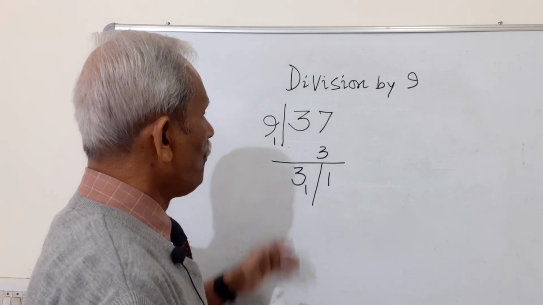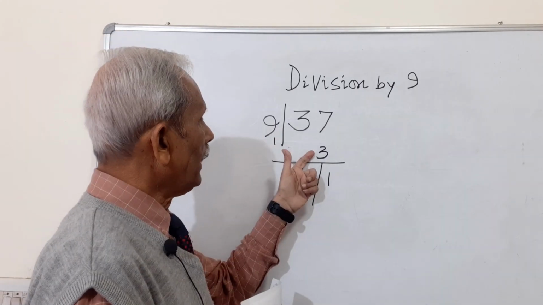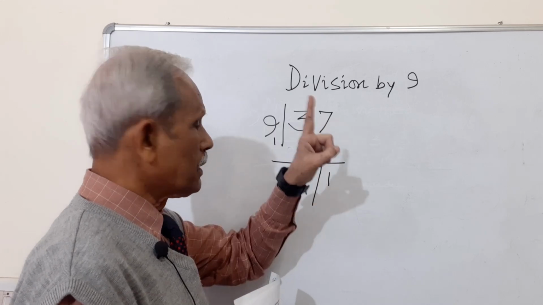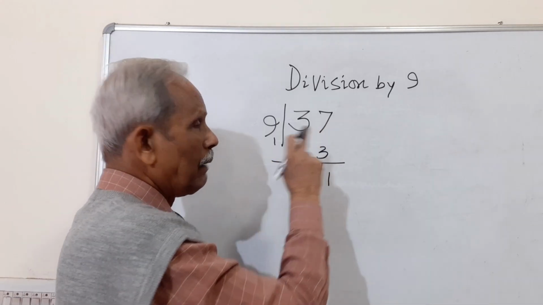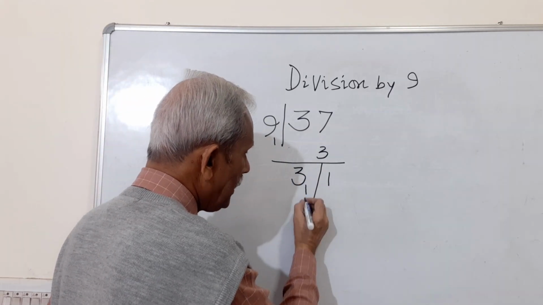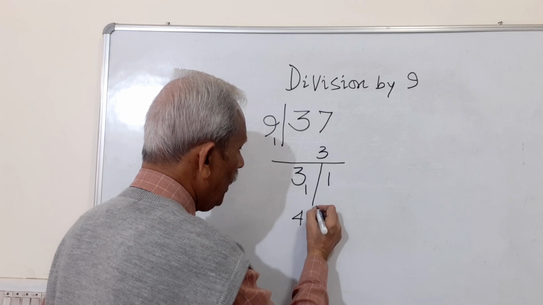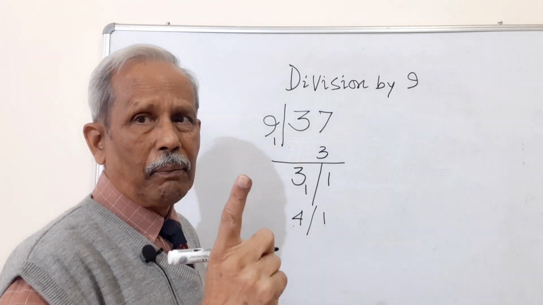So what I have done? I have brought down 3 as it is. 3 into 1, 3, write 3 here. 7 plus 3 is 10. 9 goes 1 time, so I have written 1 here. 10 minus 9 is 1, the remaining 1 is here. And now add this 3 plus 1, it's 4 and the remainder is 1. 4 is the quotient and 1 is the remainder.